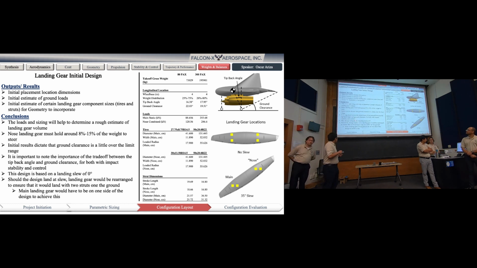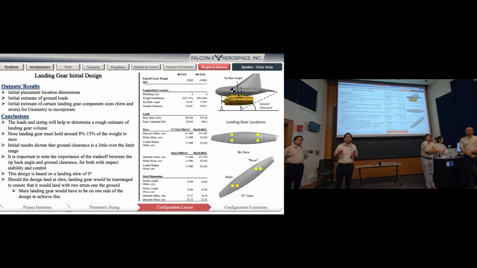And these results are based on no slew upon landing. And here I just have some dots to mark the landing gear. But if we were to redesign to incorporate slew, one side of the aircraft would have to have a main landing gear in order for two struts to land on, because we don't want to land with one. So this is just for the initial results, and more refinement will be later on.